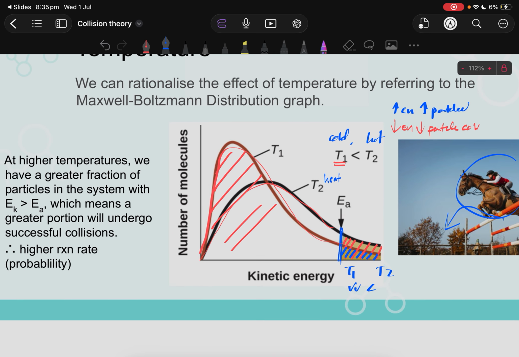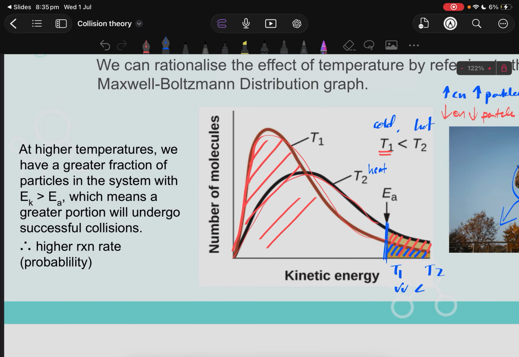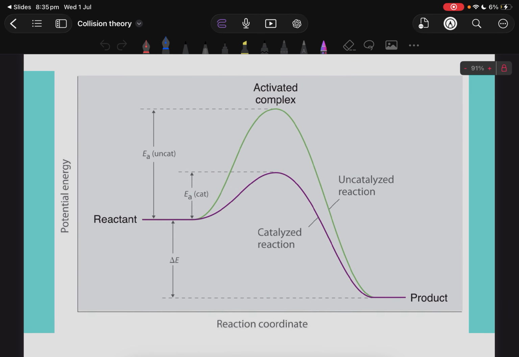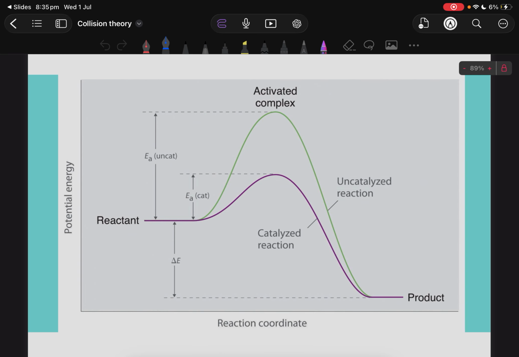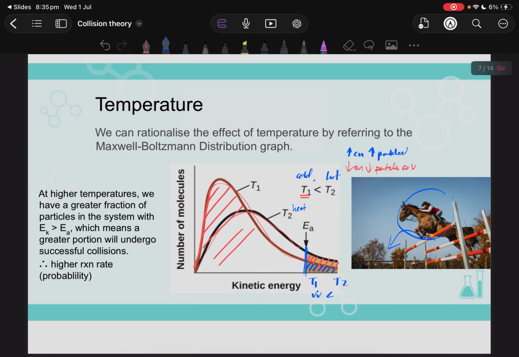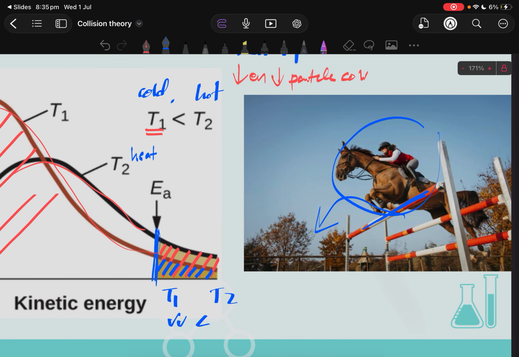Okay, that's our summary of what we're trying to say. You decrease the temperature, then you're also going to decrease the number of successful collisions. What about when it comes to catalysts? When it comes to catalysts, it's a different story. Now you're looking at the activation energy and you are lowering that hurdle. So here we couldn't change the hurdle. We're stuck up here. Now we're bringing it down.